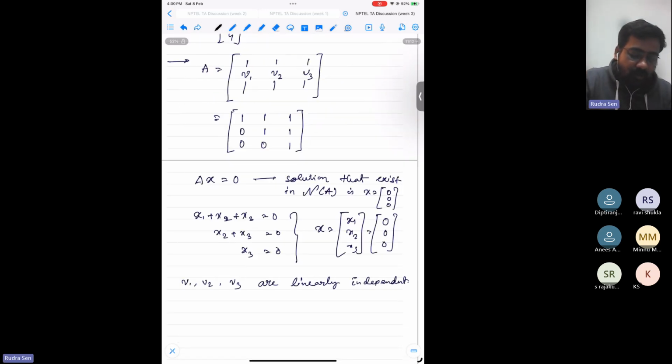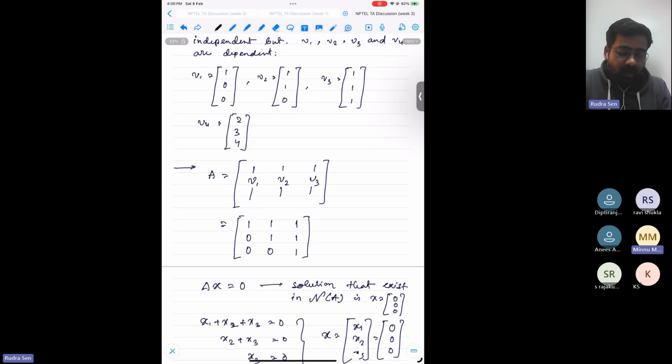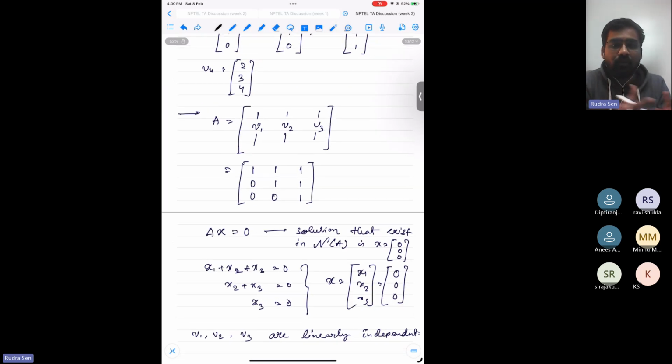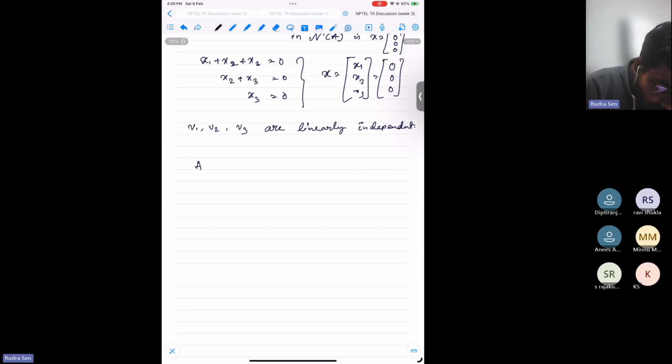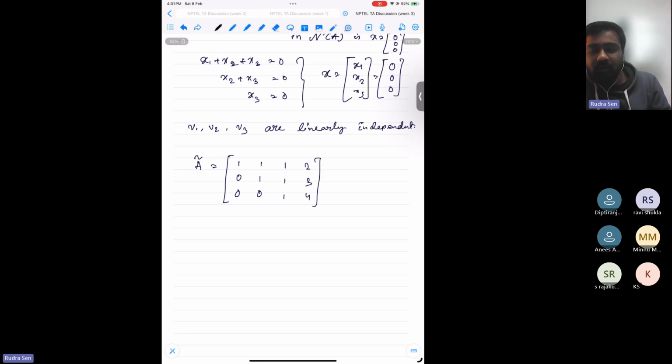Now similarly, we have to check whether if we add V4 over here, is this whole V4 along with V1, V2, V3 linearly independent or not? So let's say consider a new matrix A tilde. The first one is V1, second one is V2, third one is V3, and fourth one is V4. So you can see this is a fat matrix.